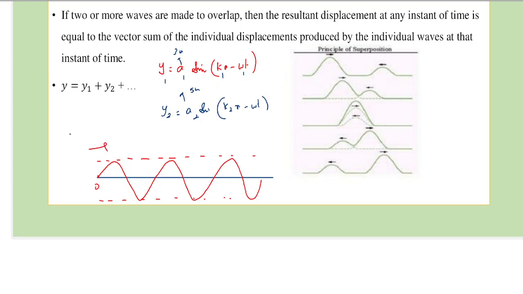This is called a snapshot. Snapshot means if you go and take a picture of the wave, this is what we get at some point of time. It means that the wave from here has gone to this position. The wave from here has gone to this position. The particle from here has gone to this position. The particle from here has gone to this position.